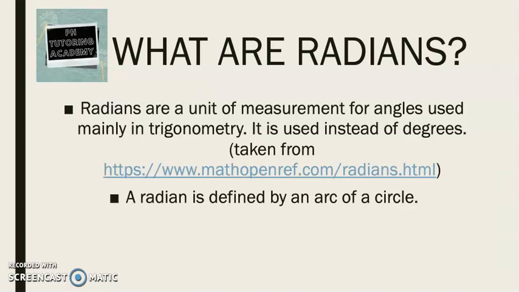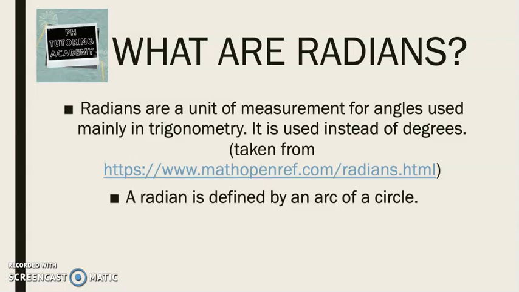So what are radians? Radians are a unit of measurement for angles used mainly in trigonometry. It is used instead of degrees. I took this definition from a math website, and if you would like to access the website, you can click the link from the presentation, which I have already posted on our study group. If you study better with a PowerPoint with you, feel free to request it in the study group and you can download the presentation for free.